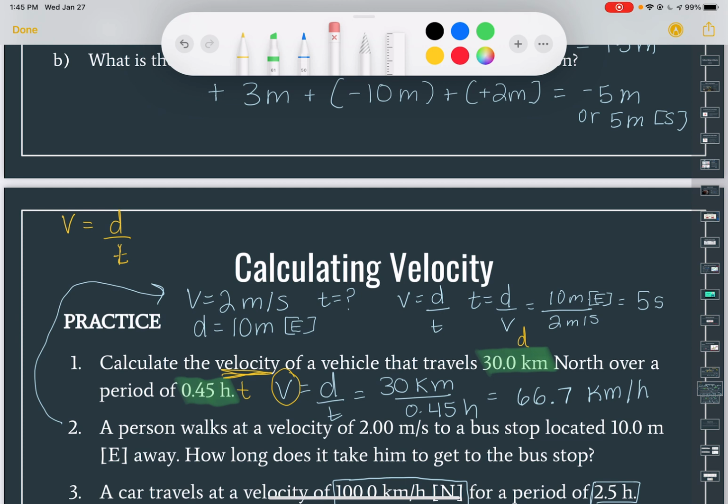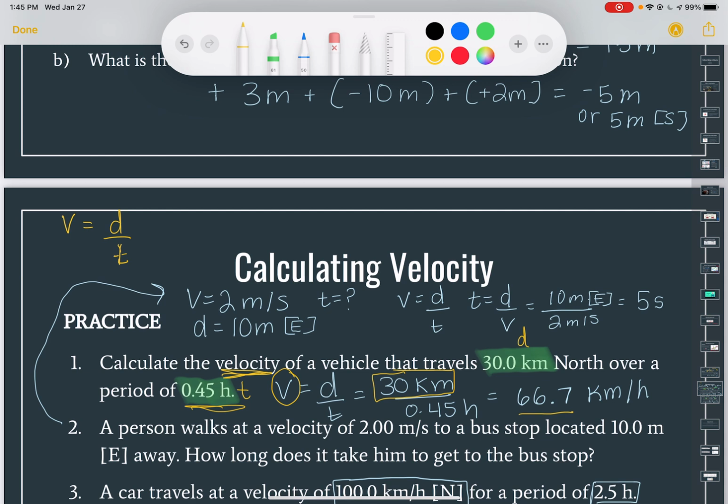Velocity is equal to distance. Our distance is 30 kilometers. So 30 kilometers is our distance divided by our time, which we got as 0.45. We do that out in our calculator and we get 66.7.